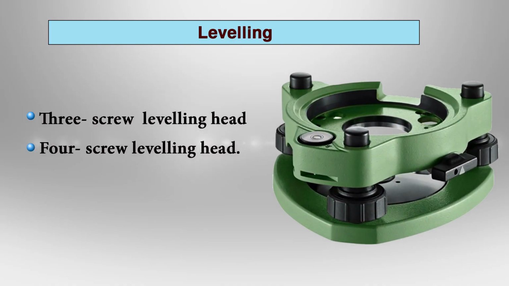There are two types of theodolites that are available in the market. The instrument may have 3-foot screws or 4-foot screws for leveling. The leveling operation differs slightly in these two cases. We will see both of them one by one.